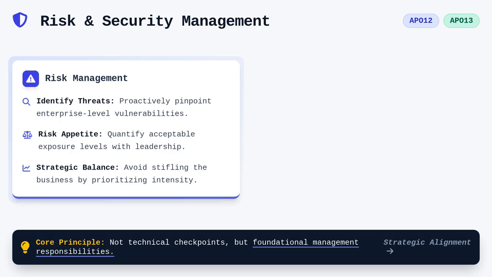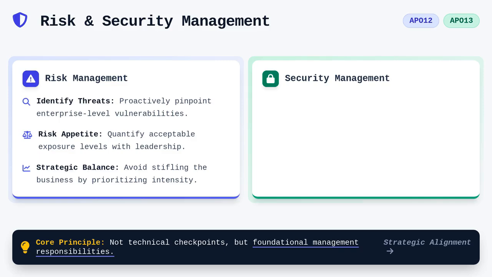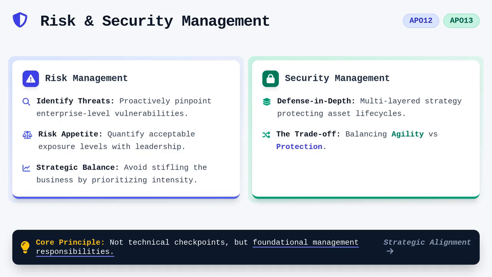without stifling the business. Similarly, managing security requires us to build a defense-in-depth strategy that protects our information assets throughout their entire lifecycle. Security strategy is about trade-offs. It's about balancing agility against protection in a way that aligns with the overall risk appetite of the firm. Both domains demand a rigorous approach that moves beyond simple patching to encompass the entire cultural and procedural environment of the enterprise.